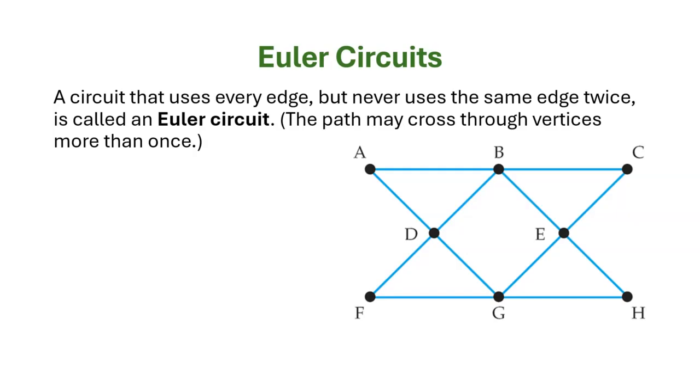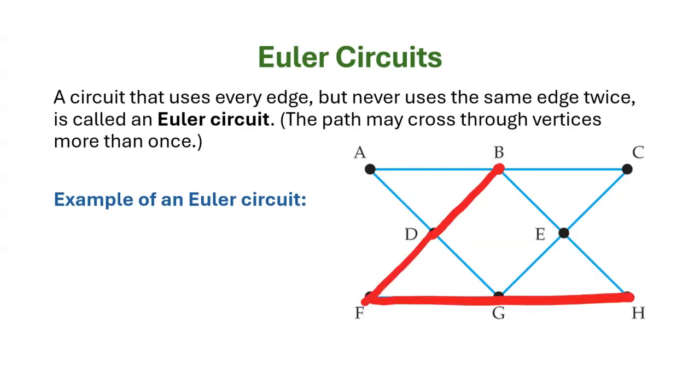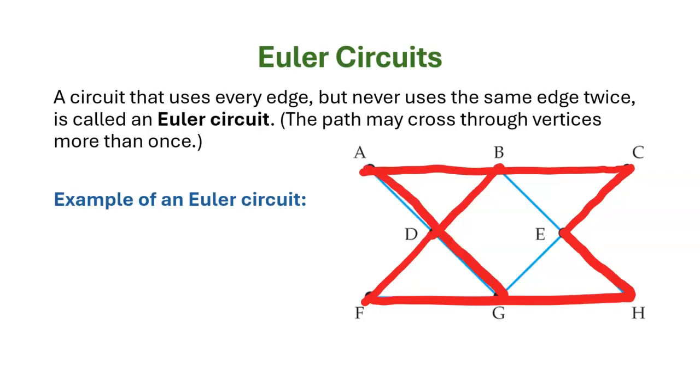And so on this graph, I want to create an example of an Euler circuit. So I need to travel through all of those edges. I could start on B and then go to D and then go to F, go to H, passing through G. So technically it should be like F, G, H. And then I can go up to E, right? I can go across all the way till A. I can go to D and then G, and then E and B.